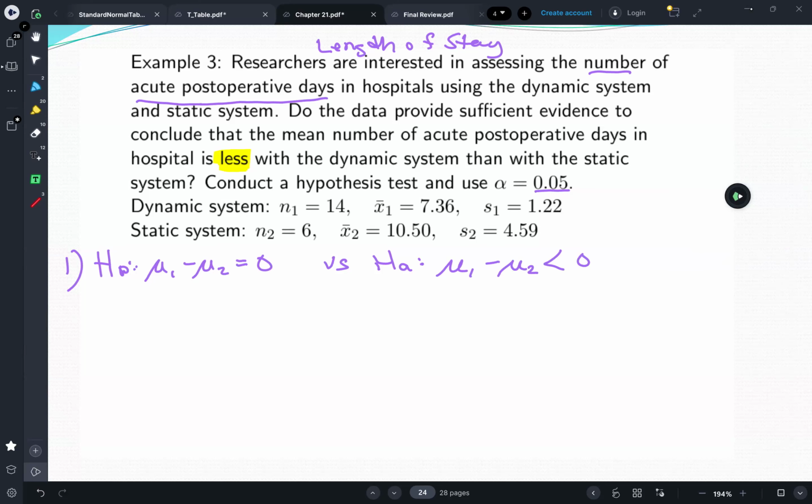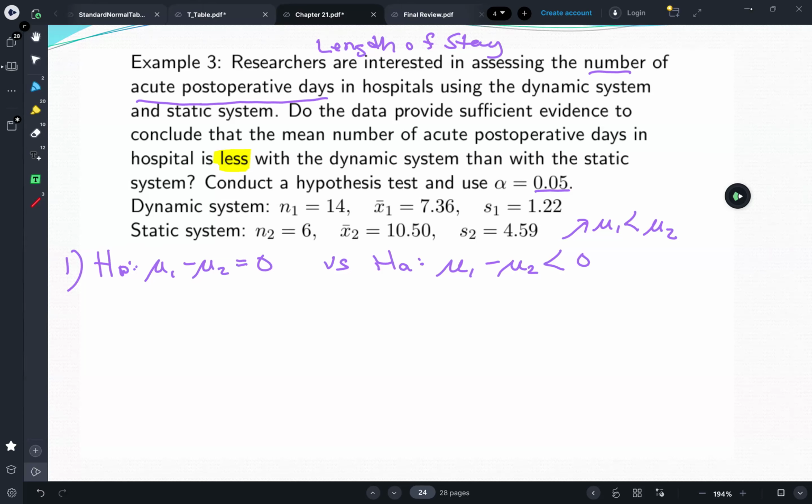So it means that the dynamic system is less than, right? Because it's this here. Another way to write this is mu1 is less than mu2. Dynamic is less than the static. So that means you get out sooner. If you get up out of bed and get moving, they have shorter stays. Potentially, we have to check the whole test to see, but that's what we're testing.